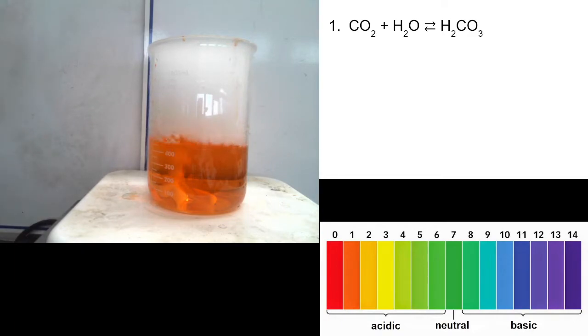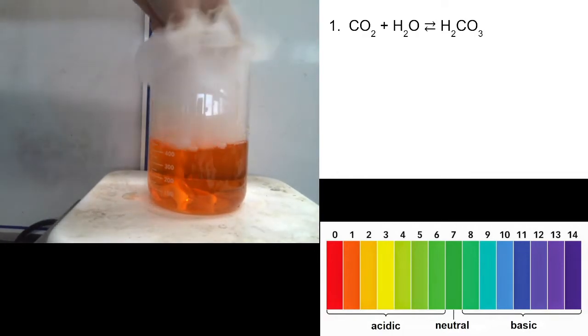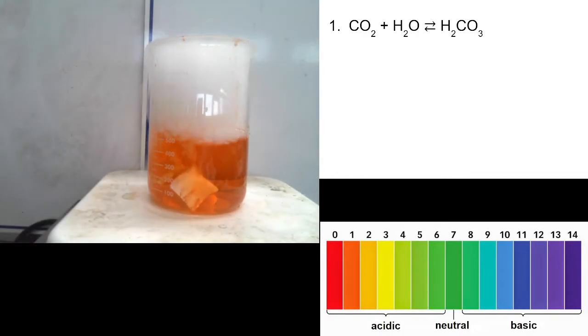I'm going to add a bigger chunk of dry ice and see if we can get this to go a little faster. You can see now it's a darker orange. We're at a pH of about 1. We went from a 7 to about a 1 on the pH as this thing goes. And it's probably going to level off around here.